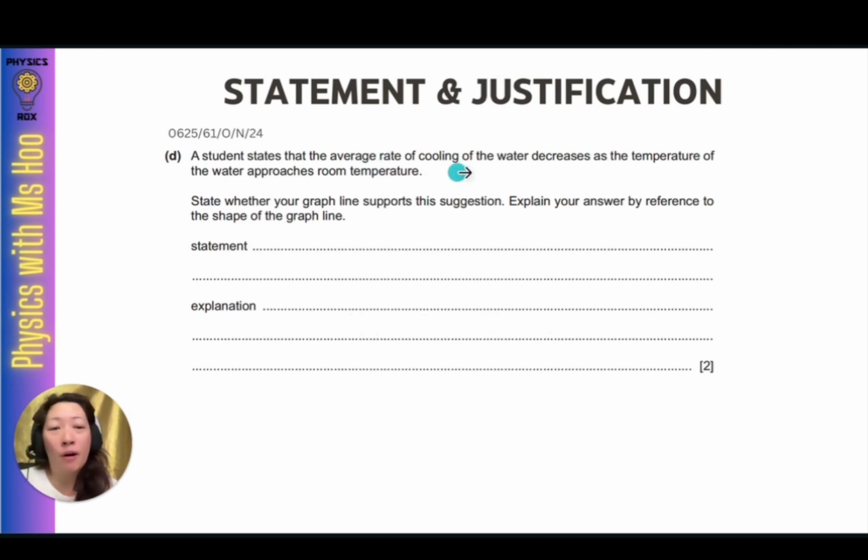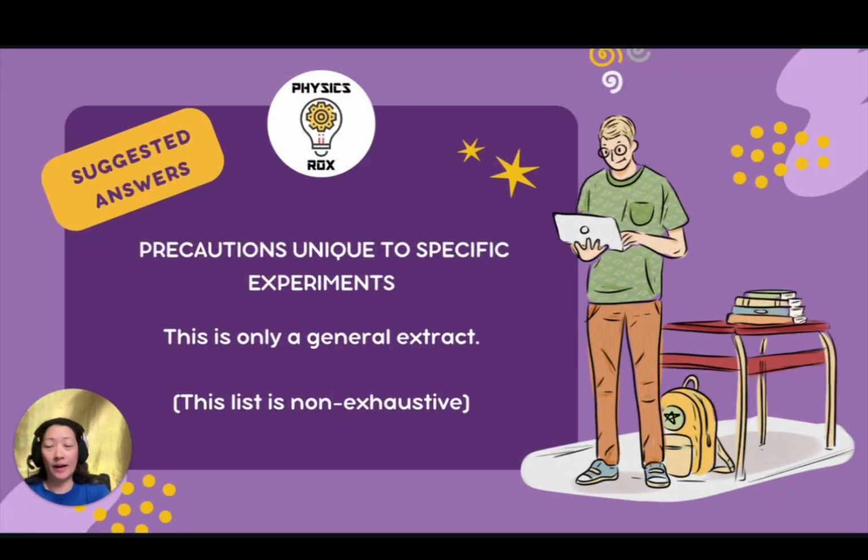supports this suggestion. So the mark scheme for the statement justification here is a little bit more open-ended, as long as you're able to give the answer as what the question asks. For example, the shape of the graph line, or with the values from your results, you should be able to get the mark. Now, let's go through the precautions unique to specific experiments, as I had mentioned earlier. Do take note that this is only a general extract, and this list is non-exhaustive.